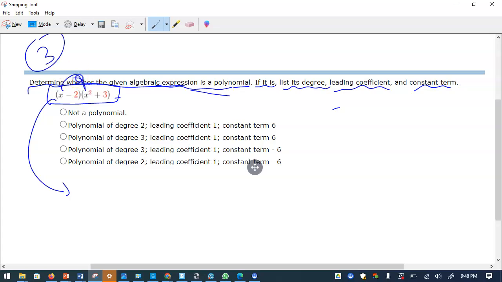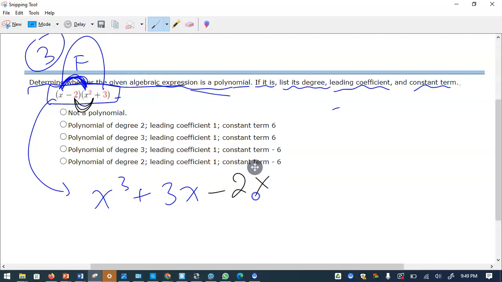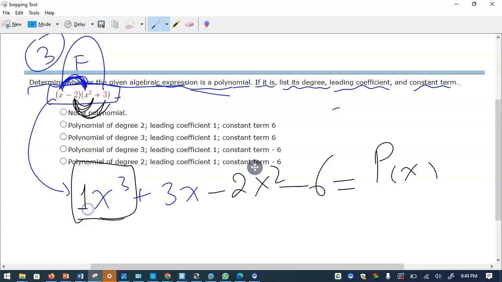So x times x is x cubed. Then first and outer, that is plus 3x. Then the inner, that is minus 2x squared, and then the last, that is minus 6. And clearly, this is a polynomial function. I can write this as P(x), and the leading term is this one, so the leading coefficient is 1 here.